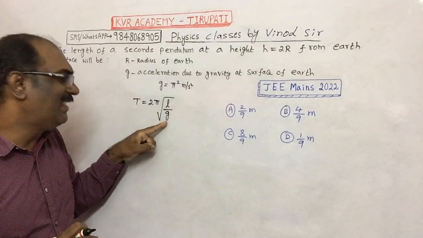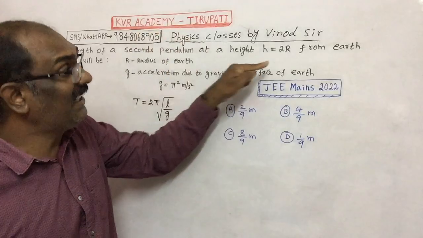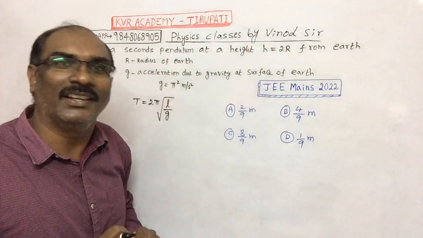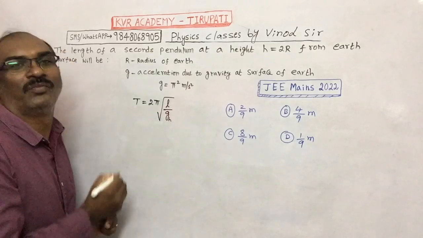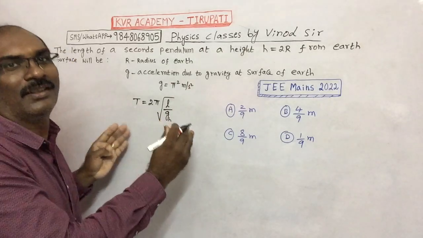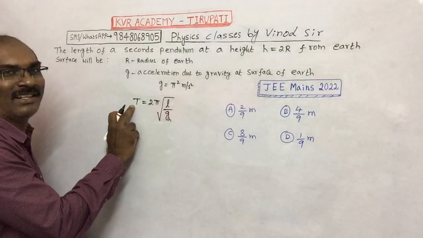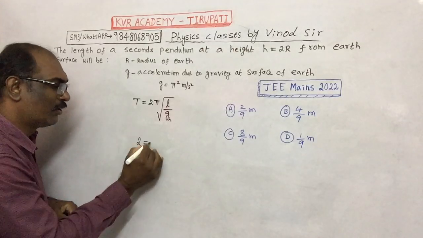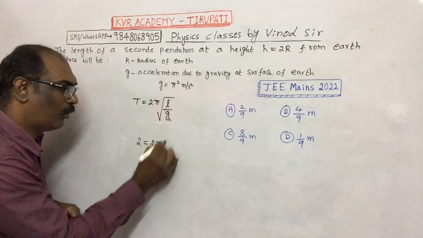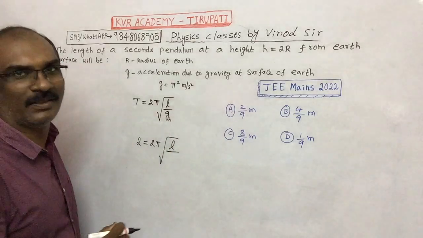And this is the acceleration due to gravity at a certain height from the surface of the earth. So, let me write this as g_h, and we will substitute and we will get the answer. Okay, so now start substituting T as 2 seconds: 2 pi root L by g_h.